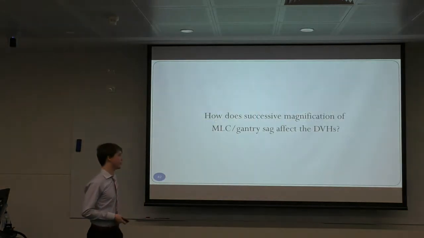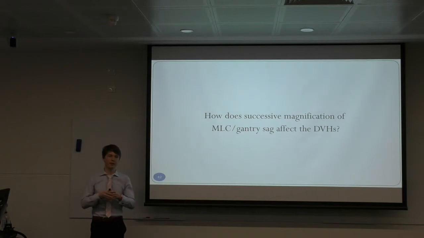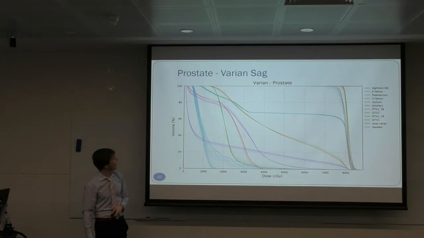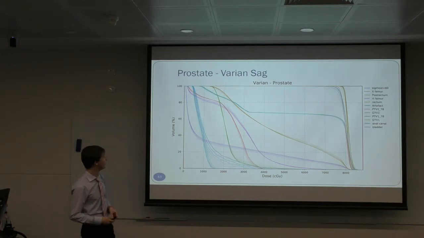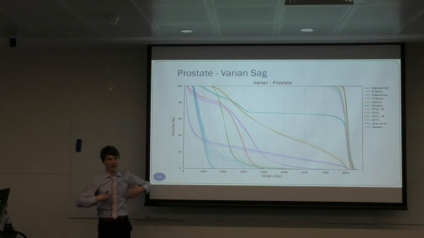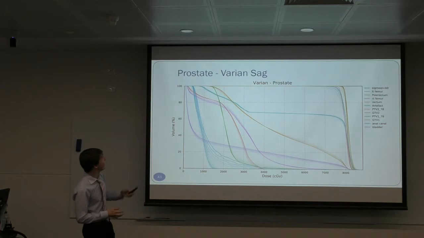So another question we can ask is, if we take the sag or the isocenter shift, the error, and magnify that by 2 times, 4 times, 6 times, getting worse and worse, how is that going to affect our dose volume histograms? And so that's what I plotted. Each decrease in opacity is the sag getting worse, if that makes sense.